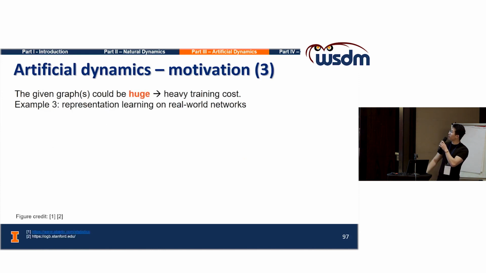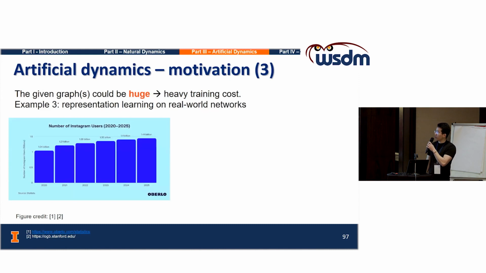Right? And the third motivation is that the given graph could be huge. According to these statistics, the number of Instagram users will increase over 40% in 5 years from 2020. And not to mention that we have hundreds of thousands of posts and videos, right?